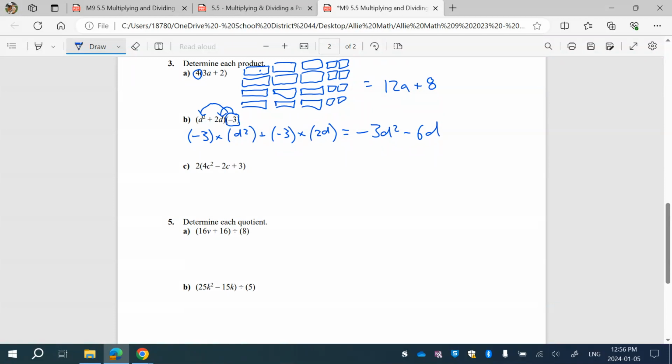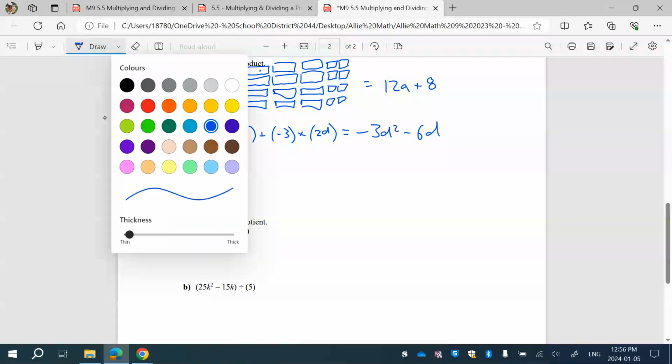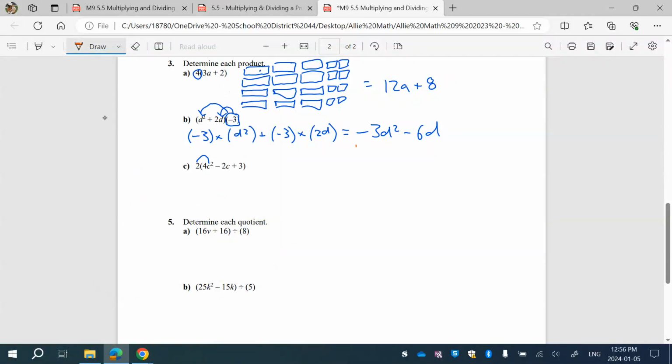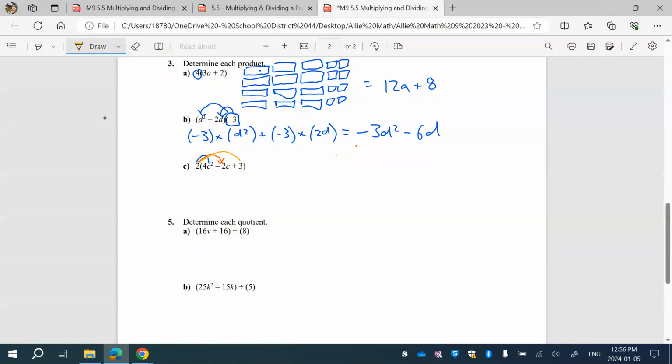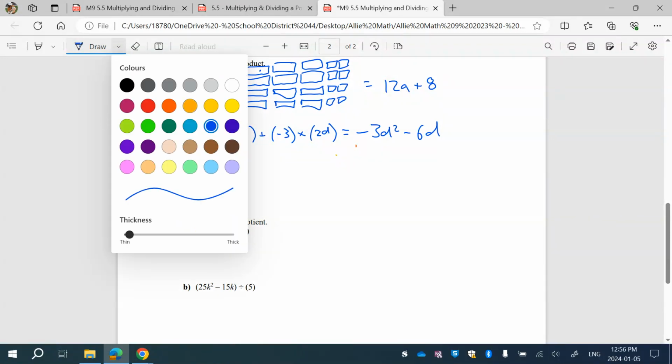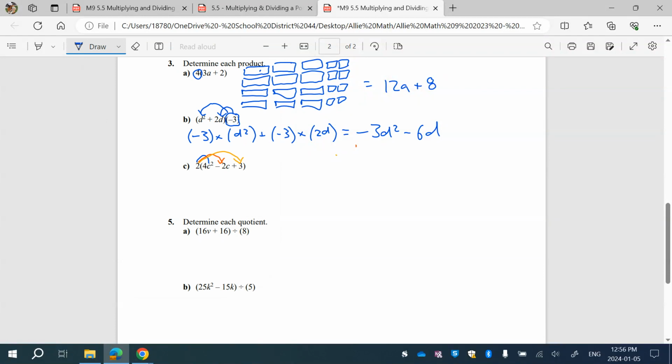Okay, again, we can do the distributive property. We're going to distribute this 2 inside the bracket. Maybe we'll use some different colors. So 2 times 4c squared, 2 times negative 2c, and 2 times 3c. Let me write it out for you. You don't need to write it out every time. Maybe that'll be helpful to you.